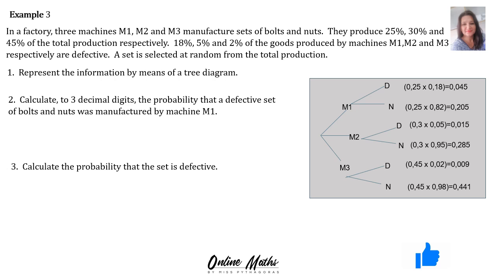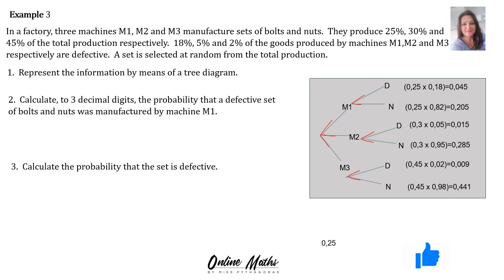So if you look at the tree diagram here, you can see we've got 3 machines. Machine 1, machine 2, machine 3. And then for each machine, there's defective, not defective. Defective, not defective. Defective, not defective. Now let's fill in the values.